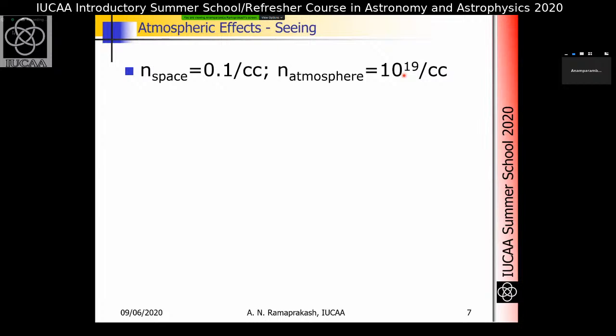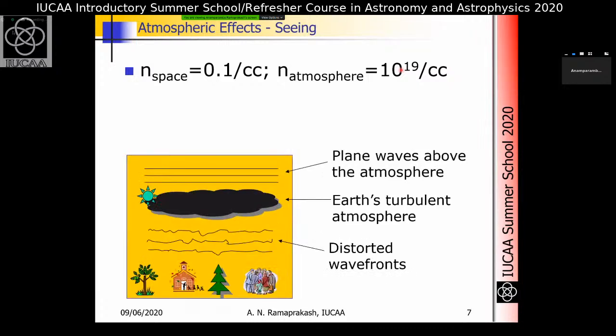So the light which has been traveling from these infinitely far away celestial objects has been traveling through by and large empty space for most of its life. But by the time it hits the atmosphere, in the last 100 kilometers or so, it has to pass through a very dense atmosphere. Now, what is the effect of this?